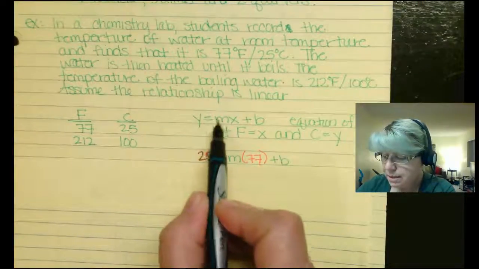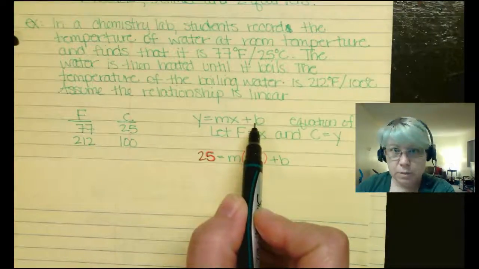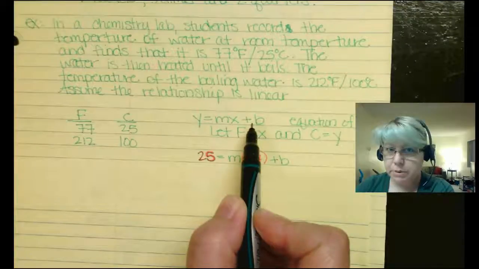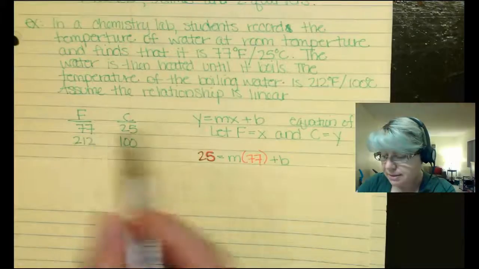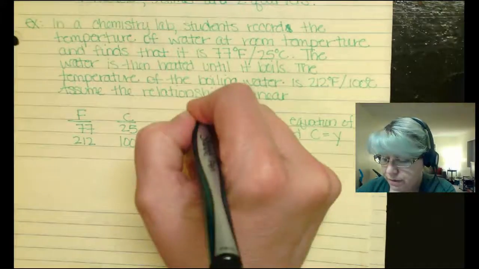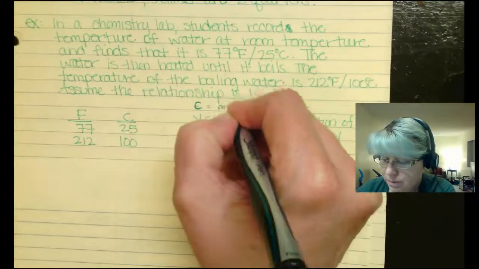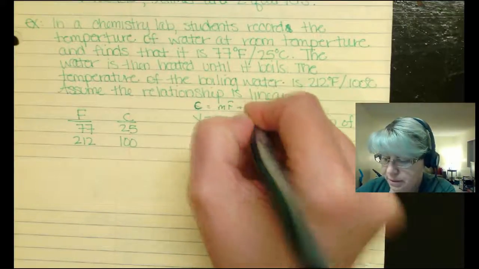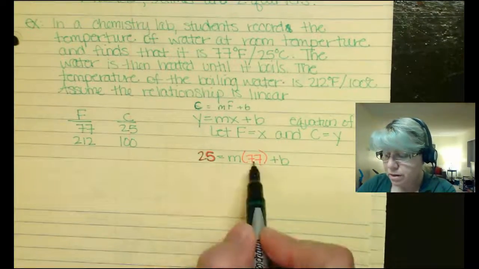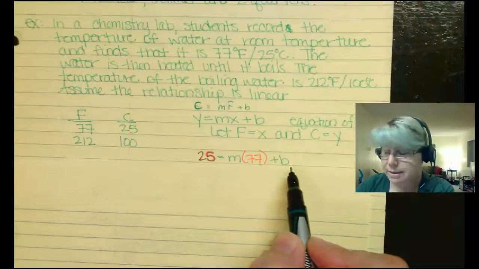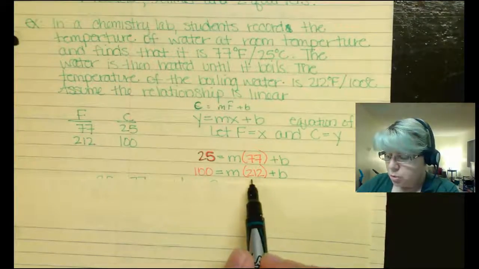That's going to give me C equals MF plus B. That didn't help me much. I now have a crazy amount of variables, but I'm going to use this data over here to fill in the blanks. Remember, C equals MF plus B. C is 25, so 25 equals M times 77 plus B. Sorry, it's late. My mouth is not working. 100 equals M times 212 plus B.